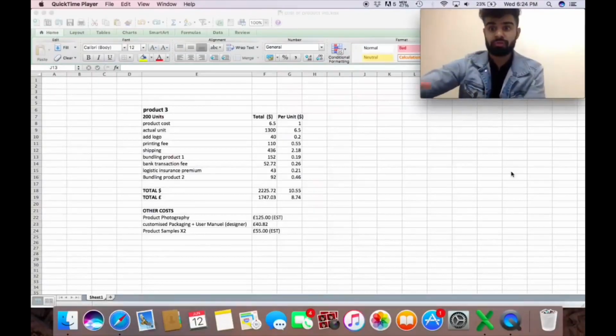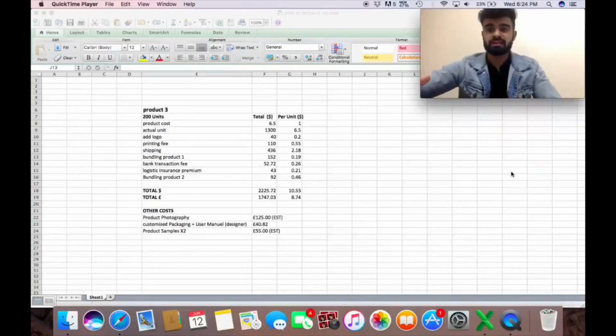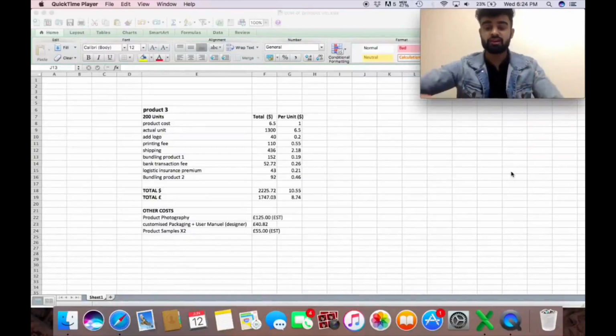Adding a logo to my product was another expense. What this basically means is that suppliers charge you to print your logo on the product, and in this case they charged me $40 for the 200 units, which works out to about 20 cents per unit. This obviously isn't the case for every supplier. Some suppliers that I got quotes from were willing to do it for free. However, this supplier didn't. I tried negotiating and said that other suppliers are offering it for free. Can you do that? They said no, we can't do that, but I still went with them because they were the cheapest and maintained the highest quality as well.